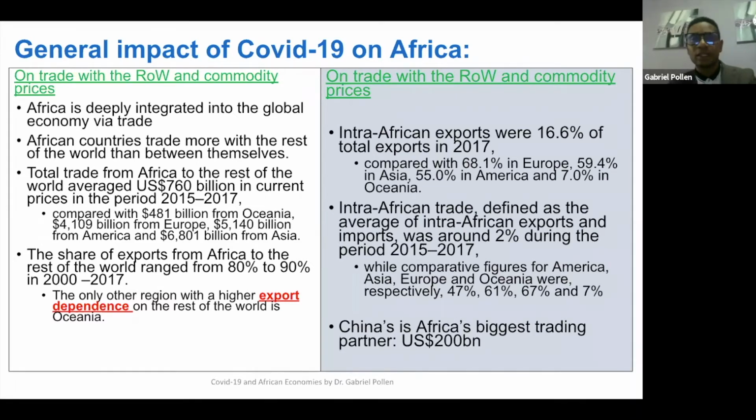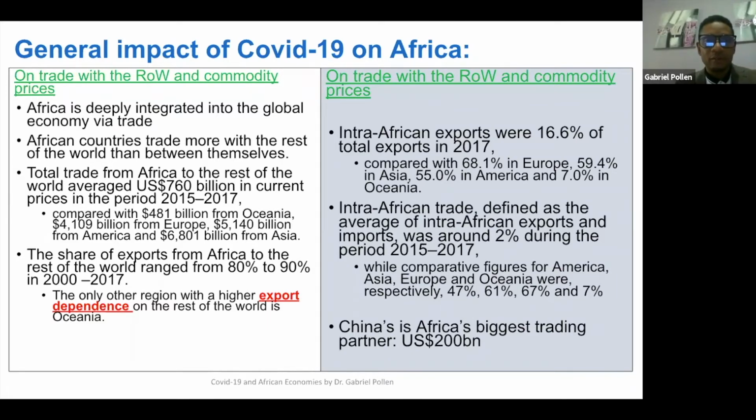So the way in which we understand what's happening to Africa as a result of the COVID-19 pandemic is to first understand how deeply integrated Africa was before COVID-19. So as we know, the level of integration of Africa with the rest of the economy is quite deep. It shows a substantial export dependence on the continent.